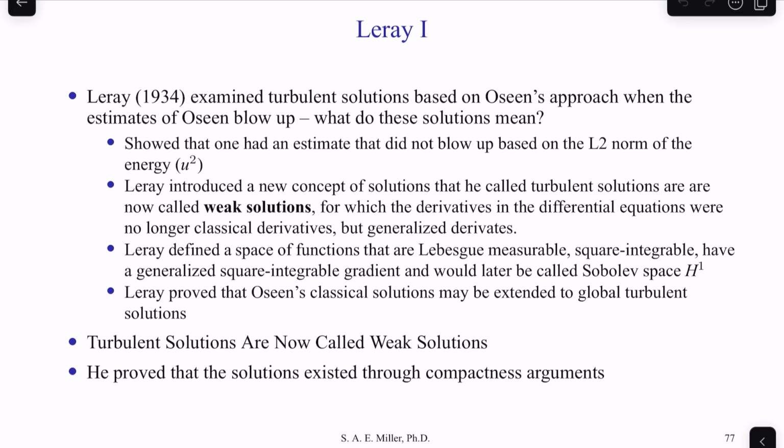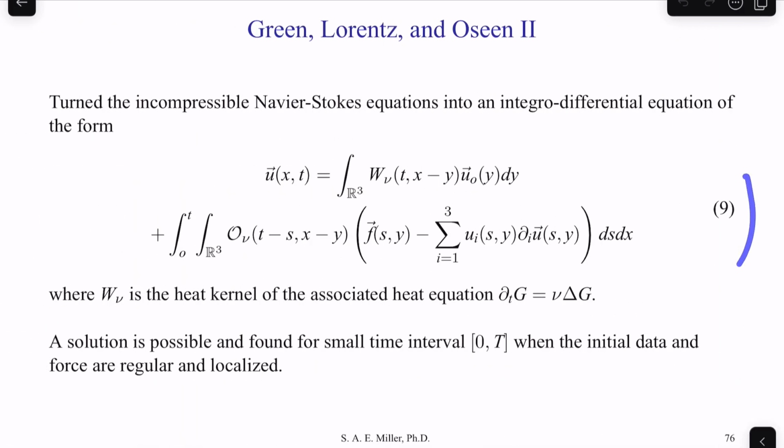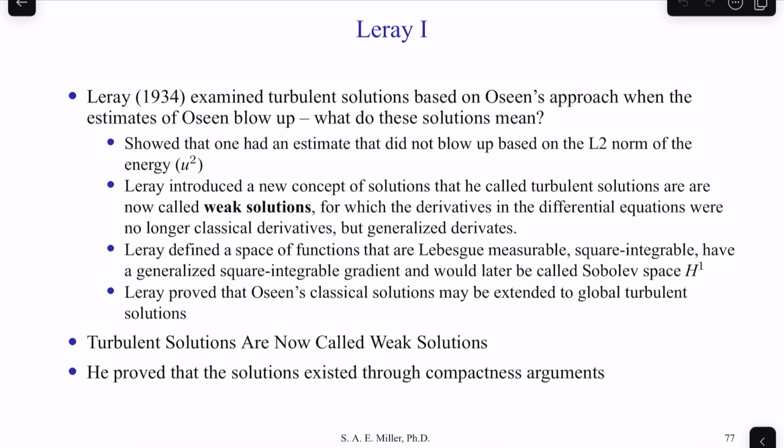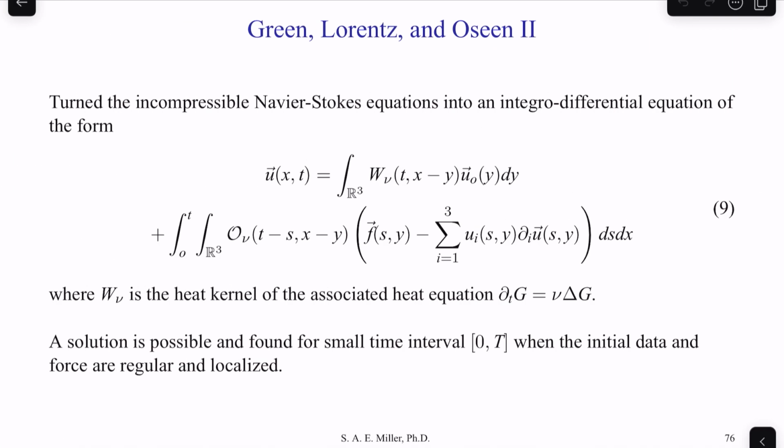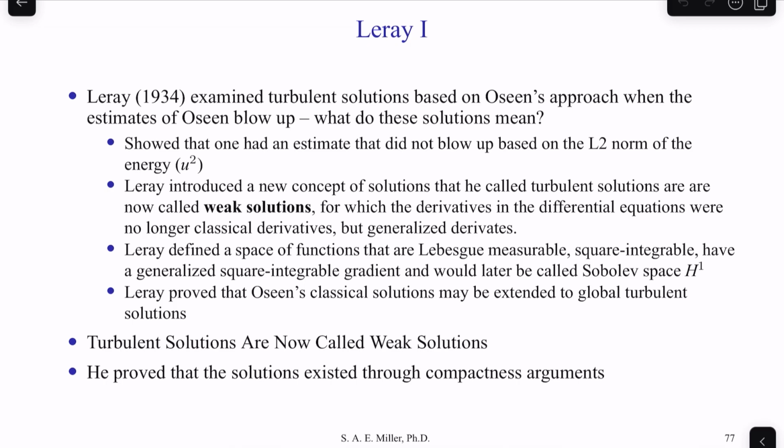A little later, in 1934, Leray examined the turbulent solutions on Oseen's approach when the estimates of Oseen blow up. So if we take this equation and we look for blow up, you say, well, maybe the flow is unstable and becomes turbulent. He showed that one had to estimate that it did not blow up based on the L2 norm of the energy. So energy was being tracked in the equations, but remember, energy is not a coupled equation in the incompressible equations of motion. There's no first law of thermodynamics yet. We're looking at blow-up of energy.